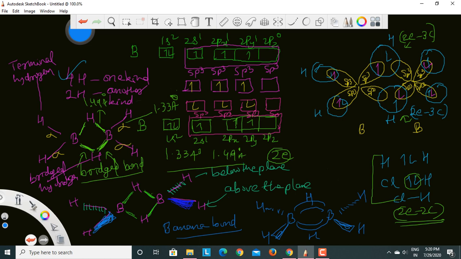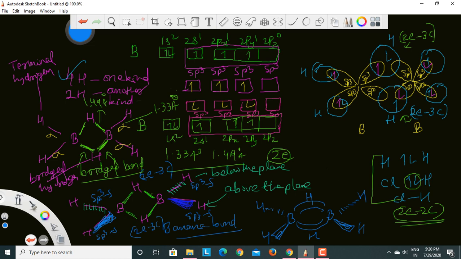Now this overlapping is sp3-s overlapping. This B-H bond is also sp3-s overlapping. This is sp3 of boron and s overlapping. But this is a 2 electron 3 center system. The question will come, how many 2 electron 3 center systems are in diborane? So what is the answer? Yes, it will be 2, here and here. And how many terminal hydrogens? 4 terminal hydrogens. This is the structure of diborane.